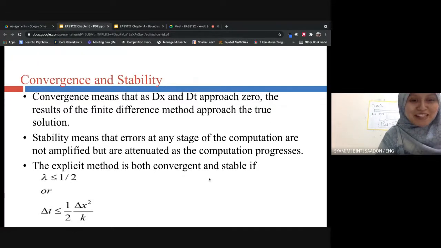Okay, so convergence and stability. This is just a parameter. What does it mean here? Convergence means that as delta x and delta t approach 0, the results of the finite difference method approach the true solution. Stability means that errors at any stage of the computation are not amplified. I hope that you understand well the difference between the meaning of convergence and stability.